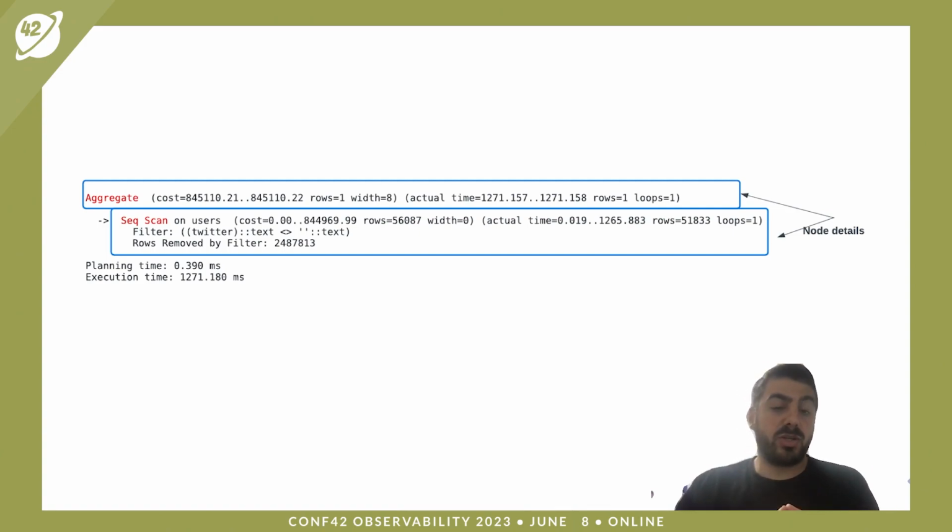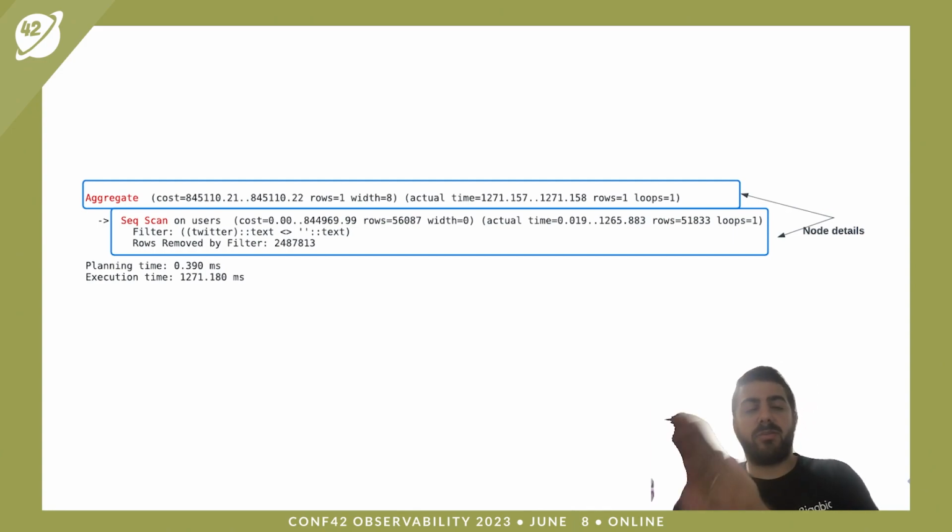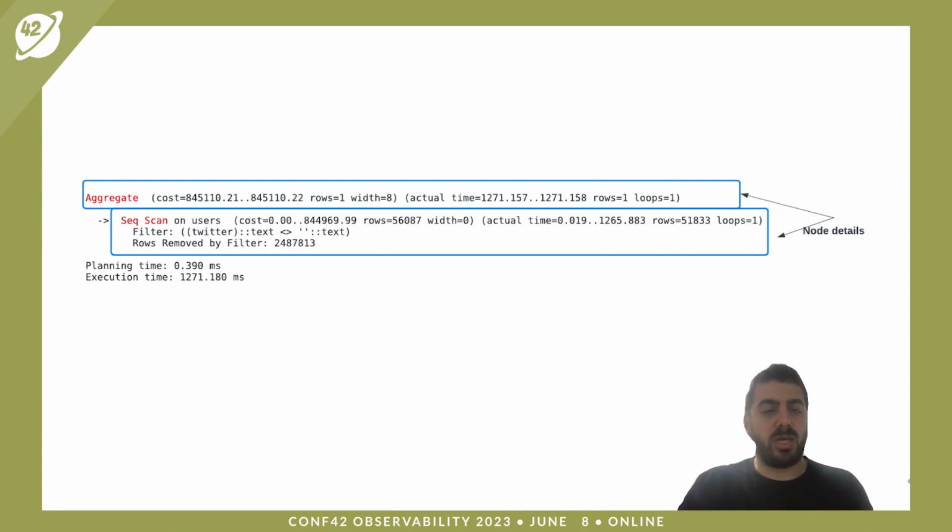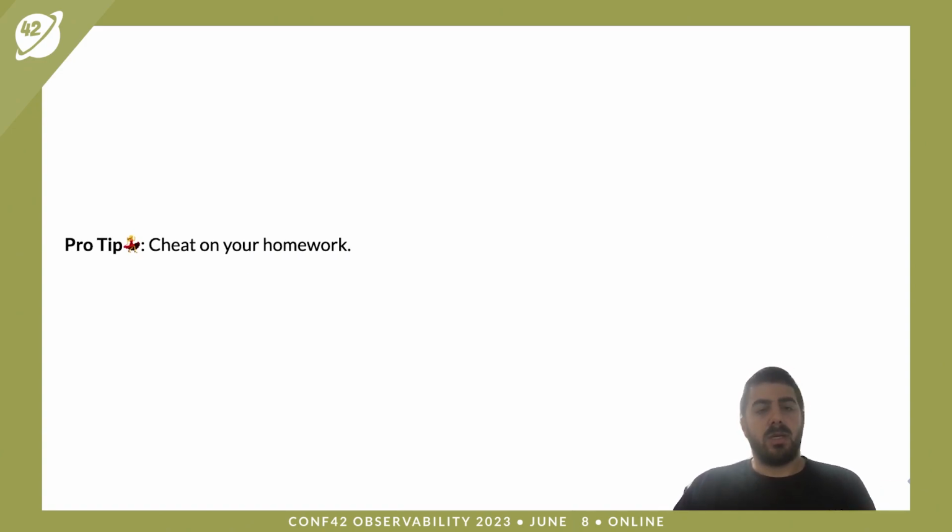We have operations that relate to join, and operations that relate to aggregation. Each of those nodes holds the information that is relevant to it, so we have the information on aggregation and on the sequential scans that include the field. And you don't need to remember everything that I teach you now.